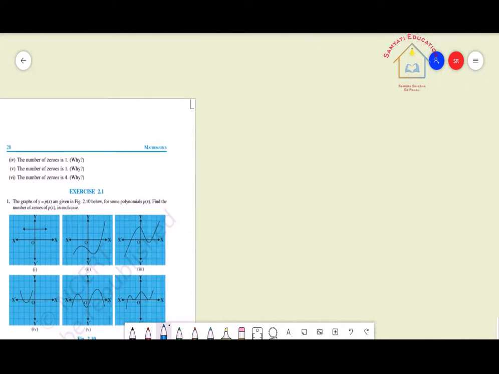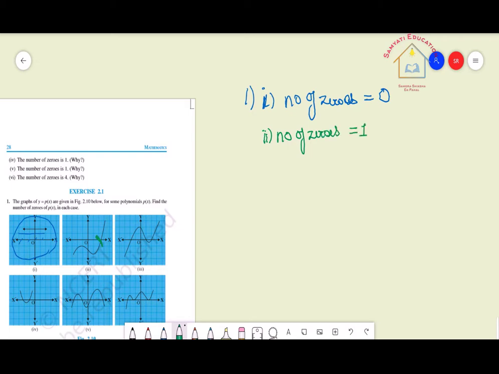Now you can see in question number 1, first part, the graph is not touching the x-axis anywhere. This line is not touching the x-axis anywhere. That means the number of zeros is equal to 0. And in the second, you can see clearly that the graph is cutting the x-axis at only 1 point. So the number of zeros will be 1.